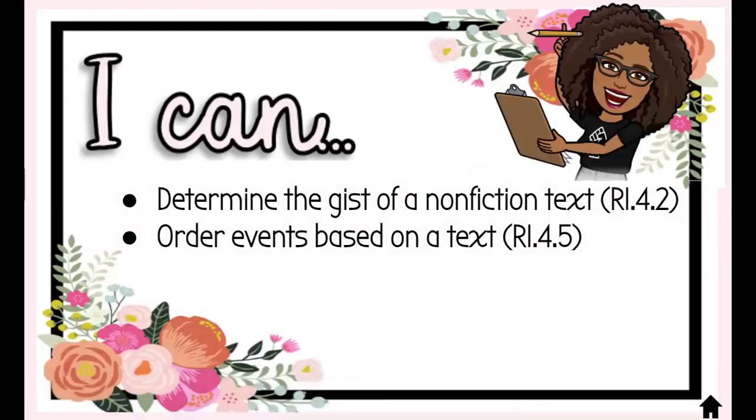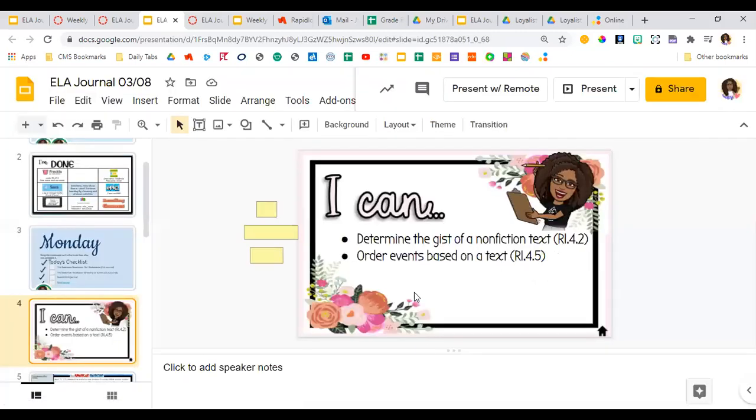So here are our learning targets. I can determine the gist of a nonfiction text. Remember, we are digging into that nonfiction, and I can order events based on a text. Now I'm thinking about this because last week we talked about nonfiction text structures, and I'm seeing that this is a nonfiction text and it's talking about the order of events. So I wonder what type of nonfiction text structure this particular text will follow. I guess that's something we can keep in mind as we continue our learning.